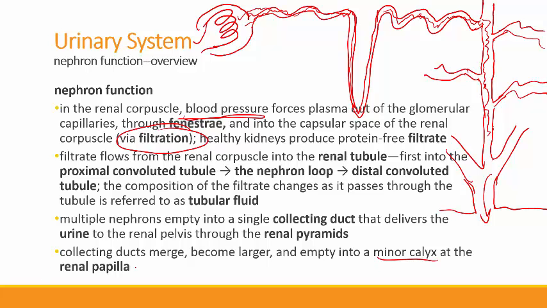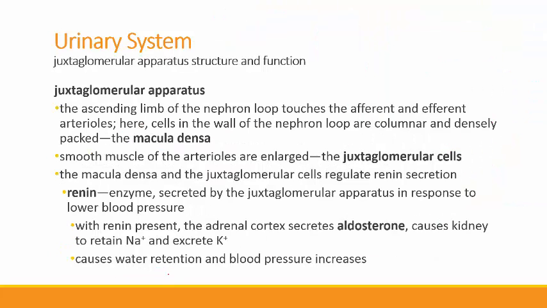So renal papillae are multiple. Papillae is plural, papilla would be singular. And so they're dumping into a minor calyx. From the minor calyces, they will then go into the major calyces and then on into the renal pelvis.